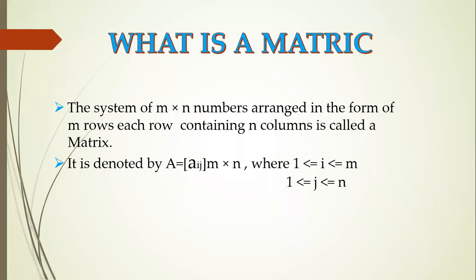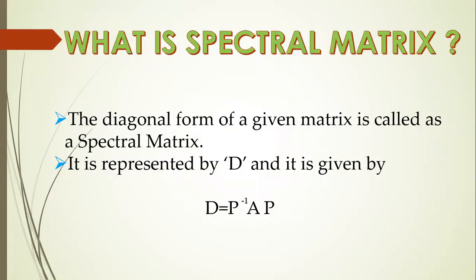Now, moving on to the next slide. What is a spectral matrix? The diagonal form of a given matrix is called a spectral matrix. It is represented by the letter D, and it is given by D = P inverse A P.